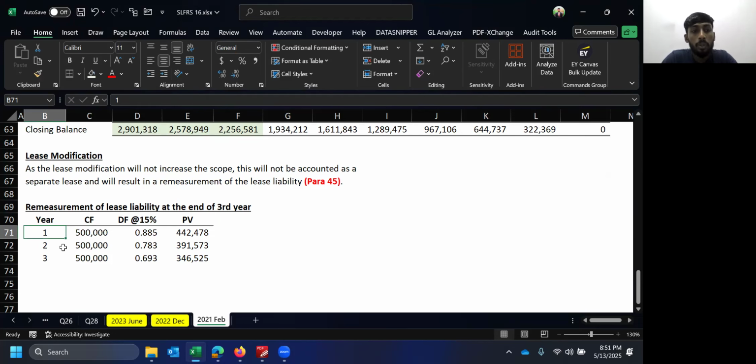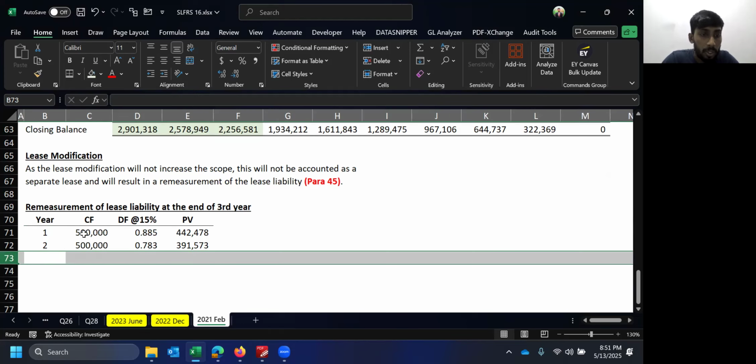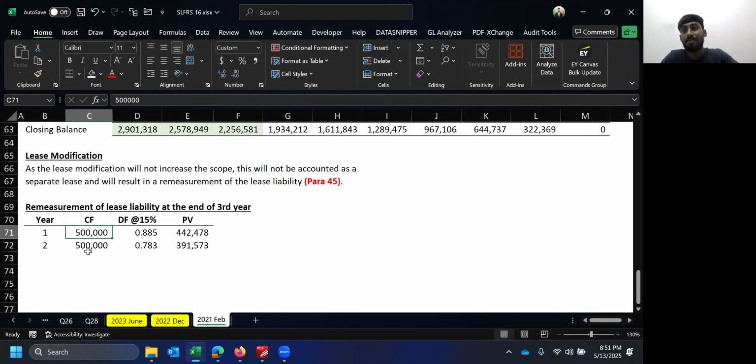So we have only 2 years remaining from the initial term. So from the initial term, 2 payments are pending now. 4th year payment and the 5th year payment. Right?